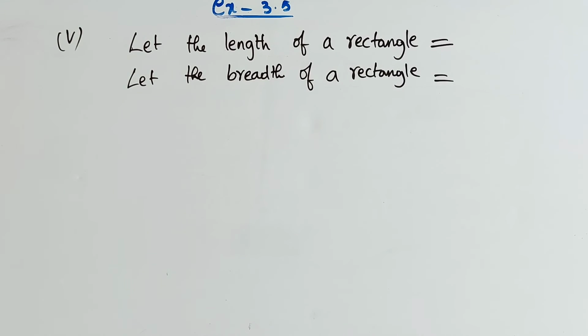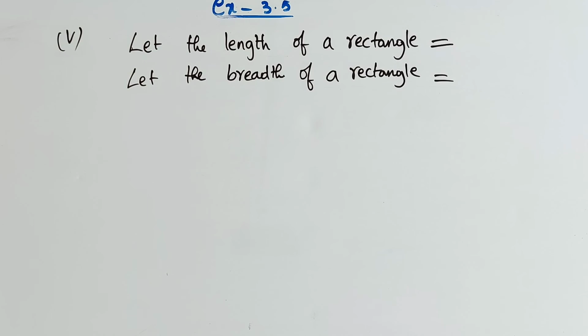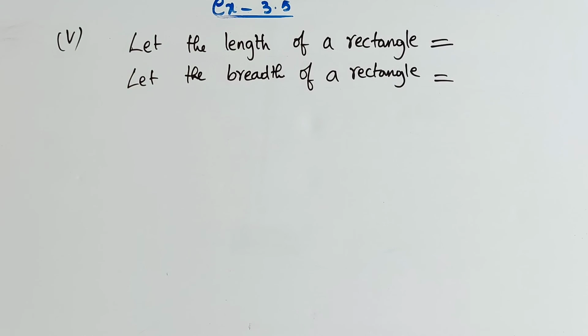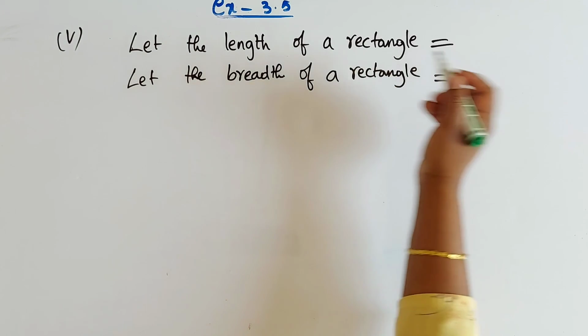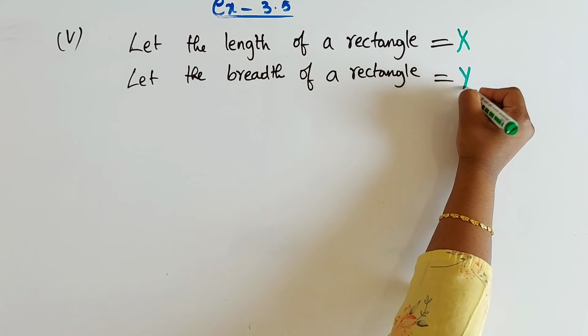Fifth question, children. The area of a rectangle gets reduced by 9 square units if its length is reduced by 5 units and breadth is increased by 3 units. If we increase the length by 3 units and the breadth by 2 units, the area is increased by 67 square units. Find the dimensions of the rectangle. We don't know the length and breadth of the rectangle at first. So, let the length of the rectangle be x and let the breadth of the rectangle be y.